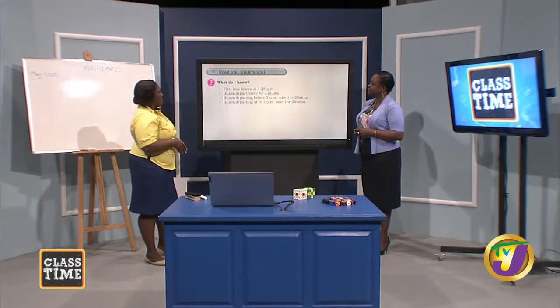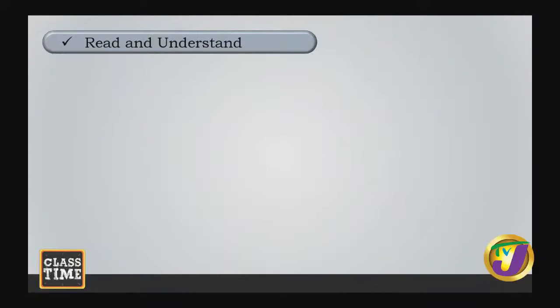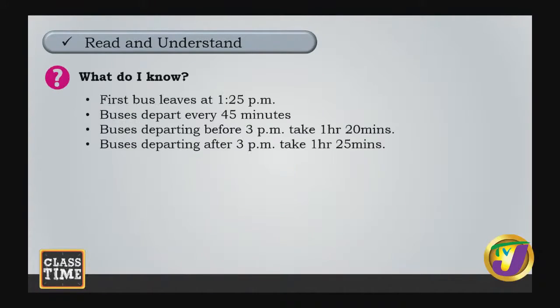Now, step 1, read and understand. What do I know? First, the bus leaves at 1:25 from the transportation center in Kingston. The first bus leaves at 1:25 p.m. I also know that every 45 minutes, a bus leaves the center. Based on the scenario, buses that depart before 3 p.m. have one set travel time, which is 1 hour 20 minutes. And buses that depart after 3 p.m. have a set travel time of 1 hour 25 minutes.